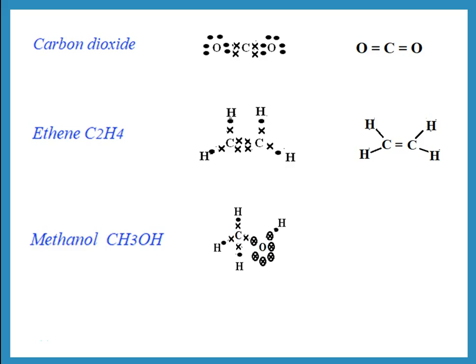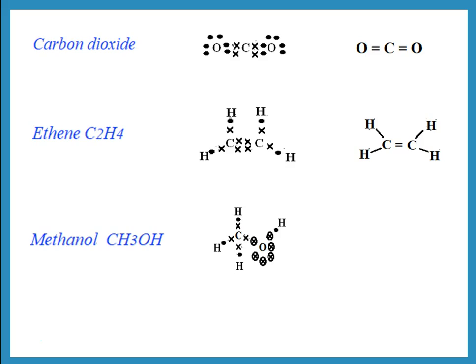Methanol is carbon with 3 hydrogens and 1 oxygen. The oxygen will share 1 pair of electrons with the carbon and 1 pair of electrons with the hydrogen. Remember that if we have something I can make with a dot, represent with a dot. So for example, the electrons from hydrogen here are represented with dots. The electrons from carbon are represented with X's. So the ones from oxygen will be represented by X's in a circle.